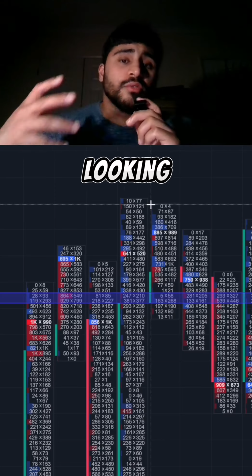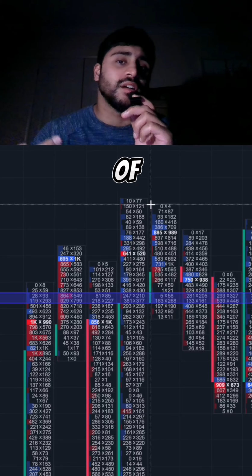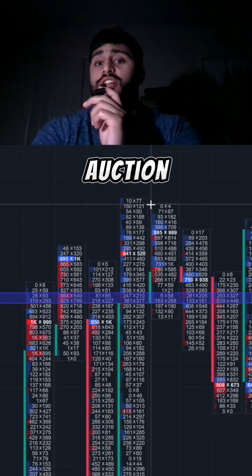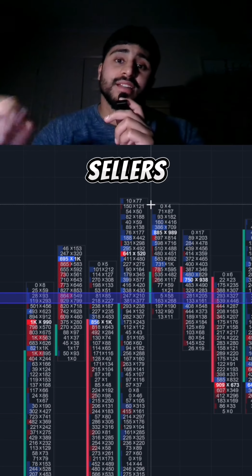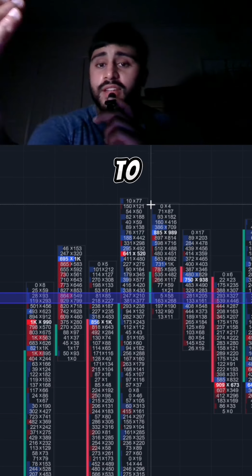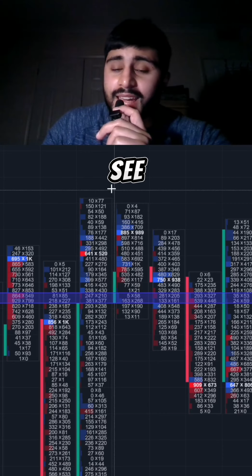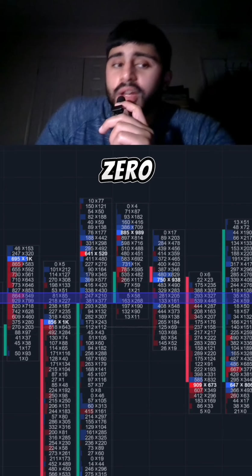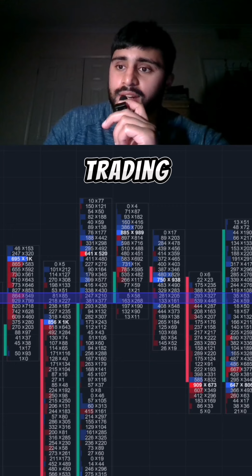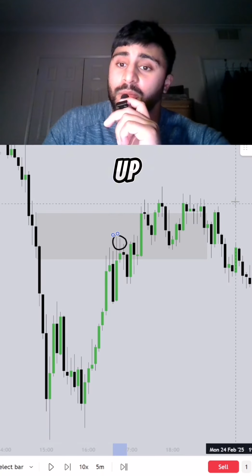So what we're looking for is a zero on one side of the bid and the ask, right? This tells us that the auction has been wiped out and buyers and sellers have agreed on a fair price to then move higher or lower. In this case, we don't actually see a zero. We see 10 for 77. So when you don't have a zero, that means that the buyers and sellers are still trading, which means price is still likely to move up or down.